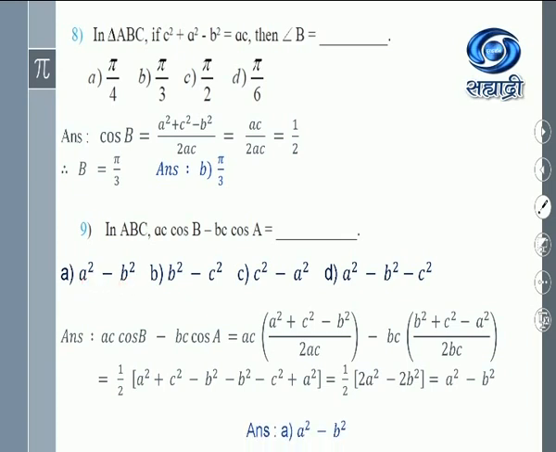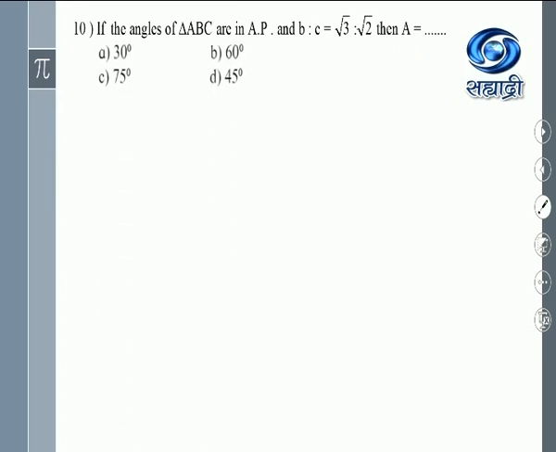So the correct option is what? a² − b². Right? Are you getting the methods how to solve the MCQs? Number 10. If the angles of triangle ABC are in AP and b : c = √3 : √2, the ratio of the sides is given to you, and you are asked to find angle A. See, only A is nothing but angle A. This is the notation you know. The four options are given: A) 30 degrees, B) 60 degrees, C) 75 degrees and D) 45 degrees.